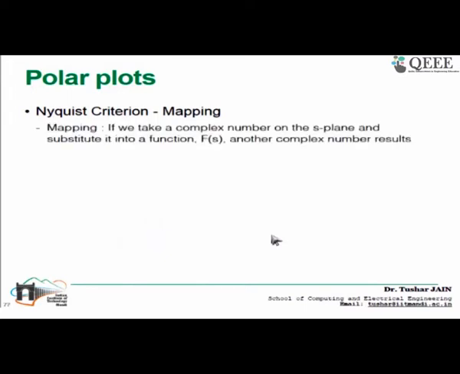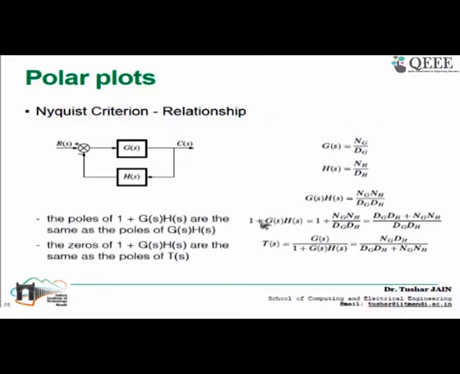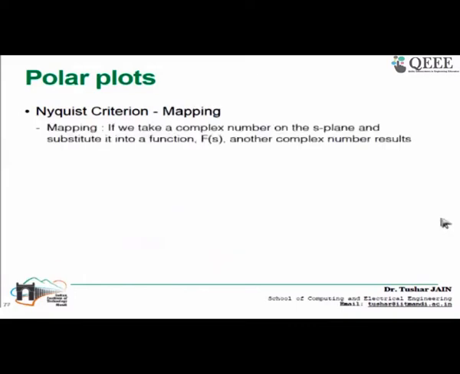Okay, now comes the concept of mapping. So what do we do here? So far we have seen the S plane. The S plane itself is a complex variable plane, where S is nothing but sigma plus j omega, which has the real part and the imaginary part. When we take a complex number on the S plane and substitute it into a function F of S, and this F of S could be any function of S, basically this one or this one, because both these functions are functions of S.